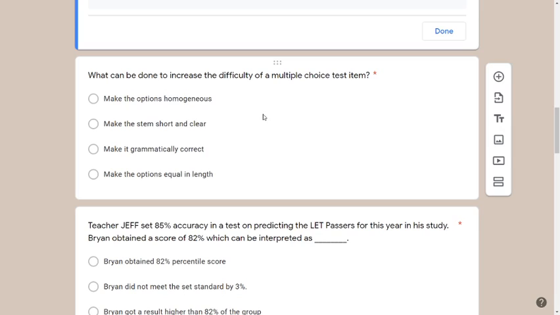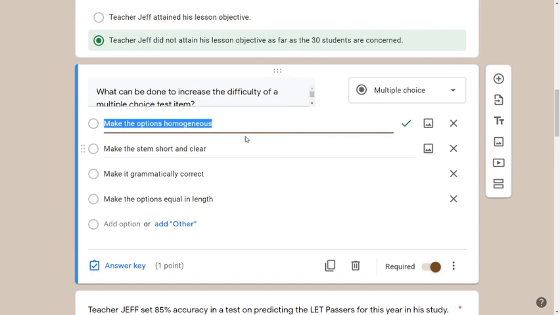Do you think if the options or the choices are almost the same, the concepts are the same, the terms you use in the options are discussed in the same, let's say, topic or chapter, when your students recall that particular topic or question, they would have difficulty differentiating. Okay, so now this makes sense, right? So making the options homogeneous will make your multiple choice test item more difficult. So that is our answer.